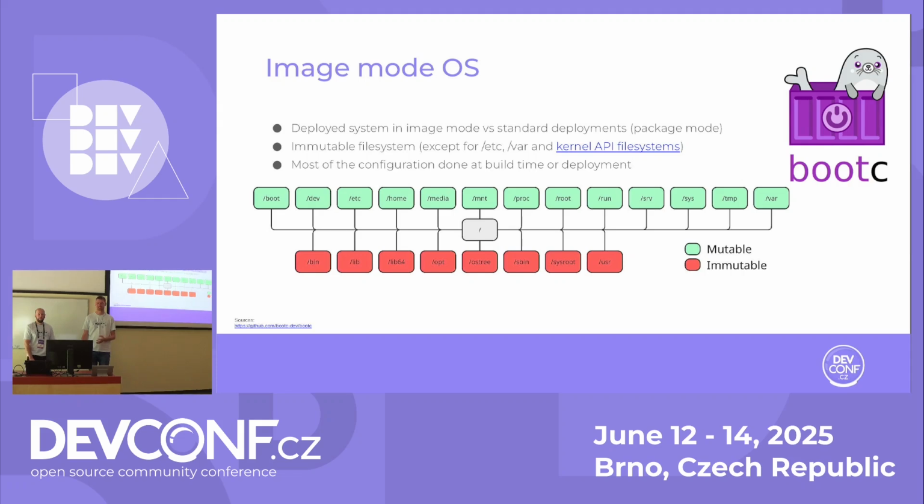And the bootable containers are used to ship so-called image mode operating systems or immutable operating systems, which means that everything comes in a container image, in a bootable container image. A system, a virtual machine is deployed, and then the running system is sort of immutable. That means a lot of paths on the system are immutable, as you can see on the image, for example, /usr or /lib, those are read-only paths.